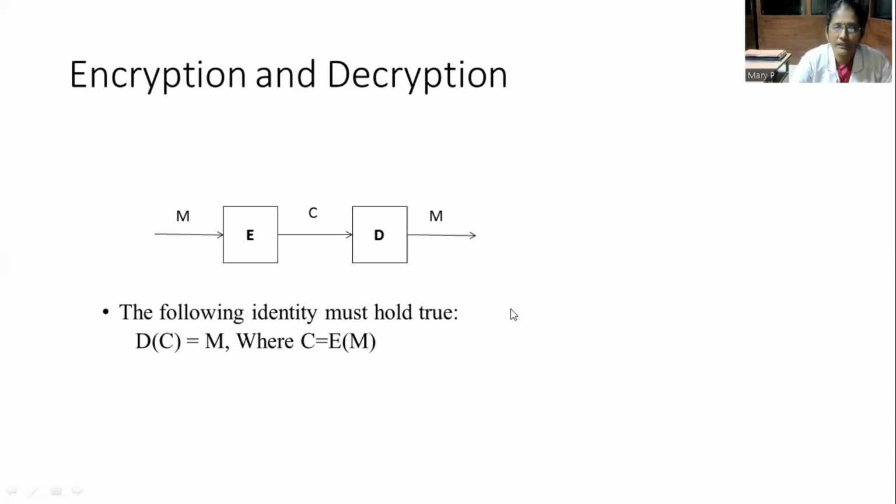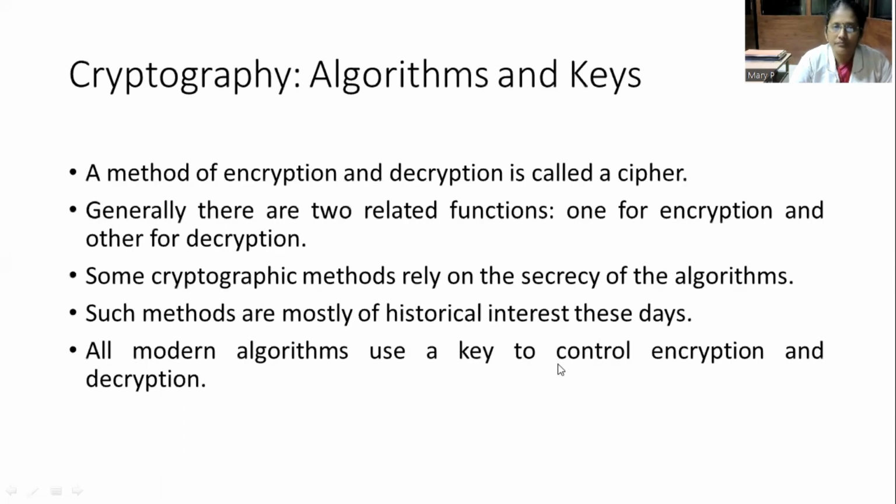For doing this encryption and decryption, we need the keys. Next, we discuss these keys. Now we discuss the algorithms and the keys. What algorithms do we use for encrypting the message? Then how is that encrypted message converted into the original message using the decryption algorithm? A method of encryption and decryption is called a cipher. In encryption, you convert the original message into unreadable form. In decryption, we convert that unreadable message back into the original message.